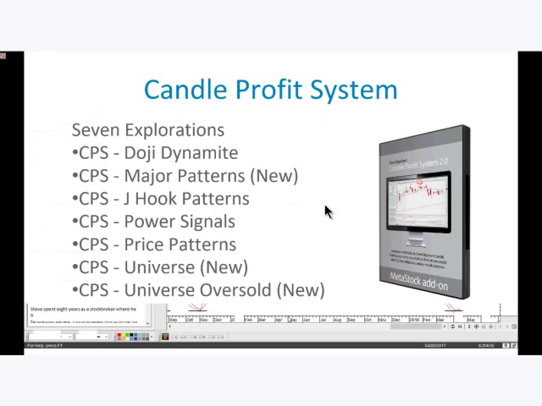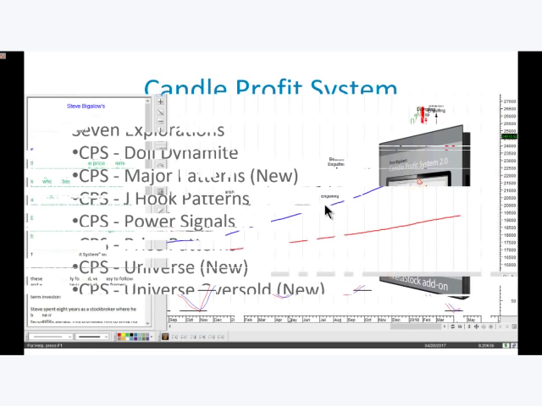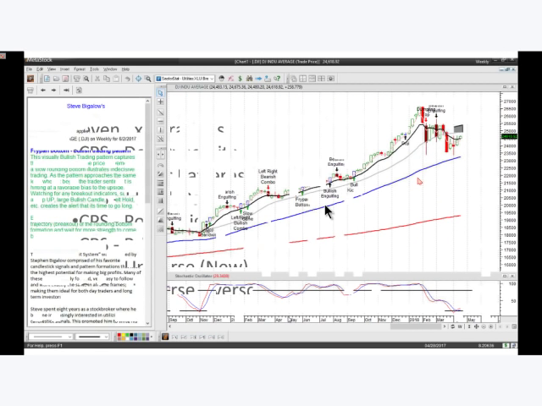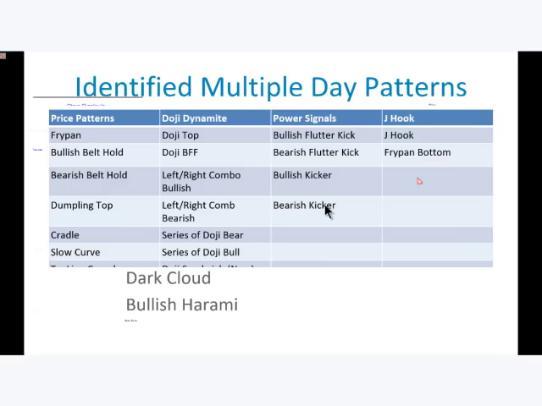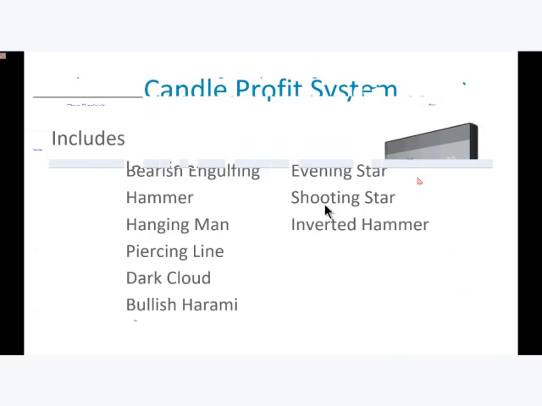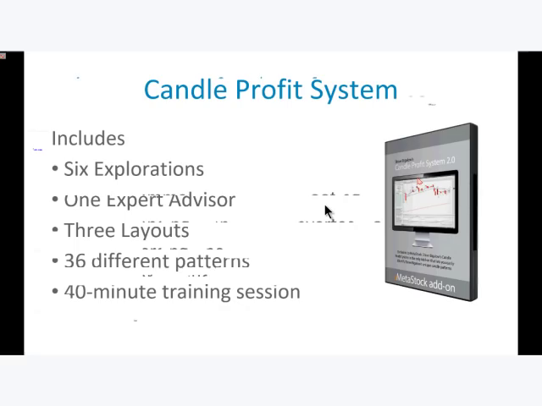I already showed you what this looks like on Amgen, so you get an idea of how the charts show up and how the commentary appears on the right, and again a listing of the patterns. So all in all, it includes 6 explorations, the expert advisor to give you the signals and the real-time commentary, and 3 layouts, which are different combinations of charts you can look at. And in addition, because this was so popular, we recorded a 40-minute video to walk you through, okay, here's what you want to do first.